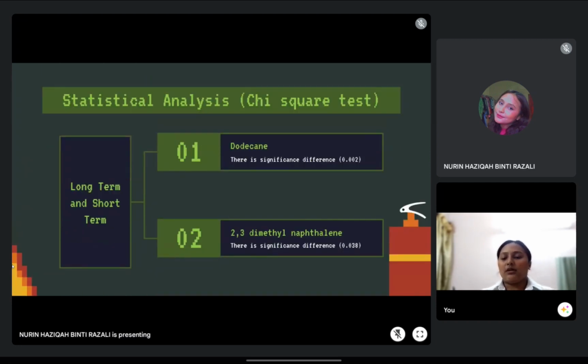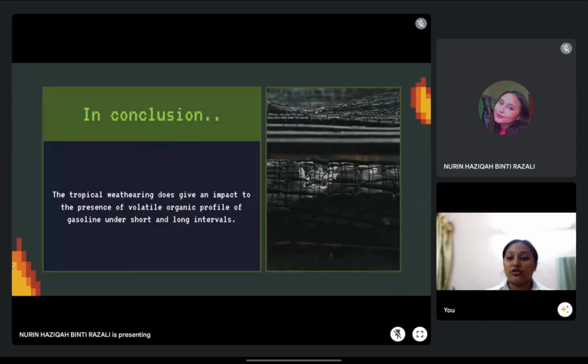Next, a statistical analysis on the long-term and short-term intervals was also done, and it shows that dodecane and also 2,3-dimethyl naphthalene show a significant difference between long-term and short-term. In conclusion, the tropical weathering does give an impact to the volatile organic profile of gasoline under short-term and long-term intervals.